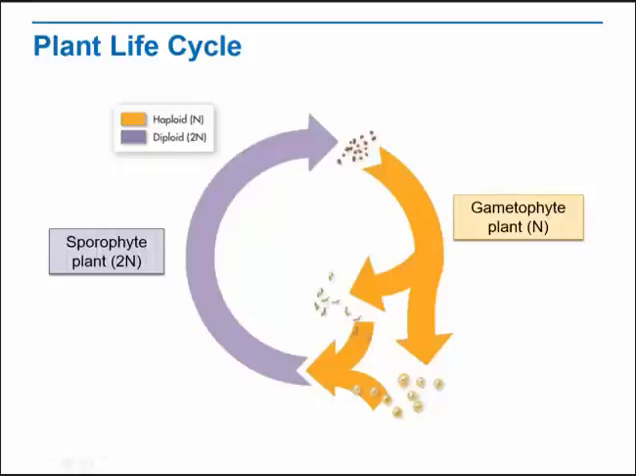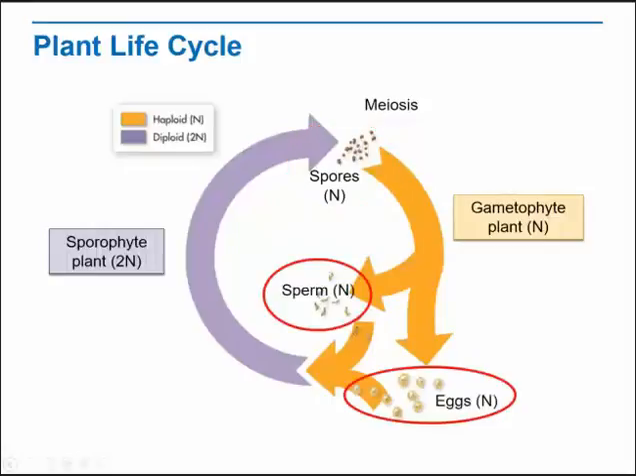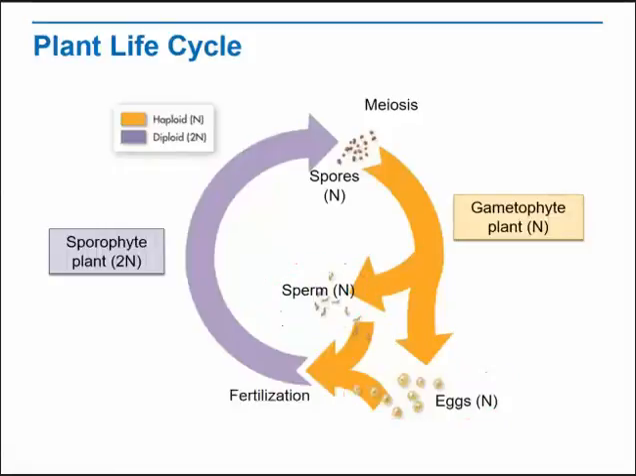Haploid organisms carry a single set of chromosomes in their cell nuclei, while diploid organisms have two sets of chromosomes. The sporophyte produces haploid spores through meiosis. These spores grow into multicellular structures called gametophytes. Each gametophyte produces reproductive cells called gametes, sperm and egg cells. During fertilization, eggs fuse with sperm, producing a diploid zygote. The zygote develops into a new sporophyte and the cycle begins again.